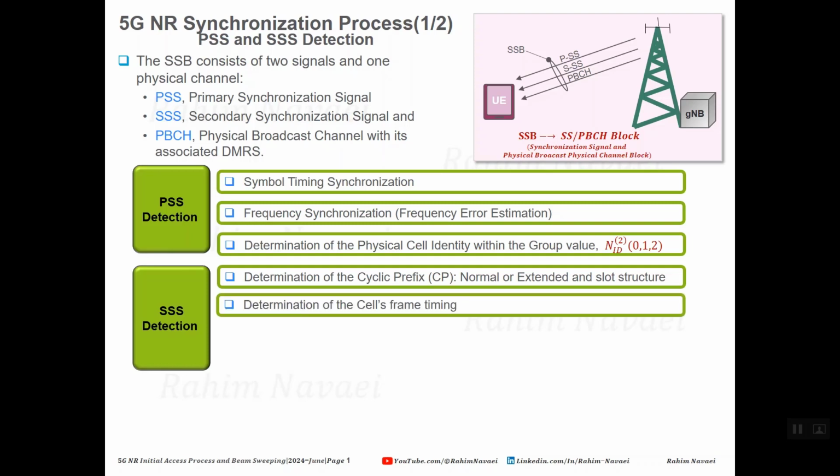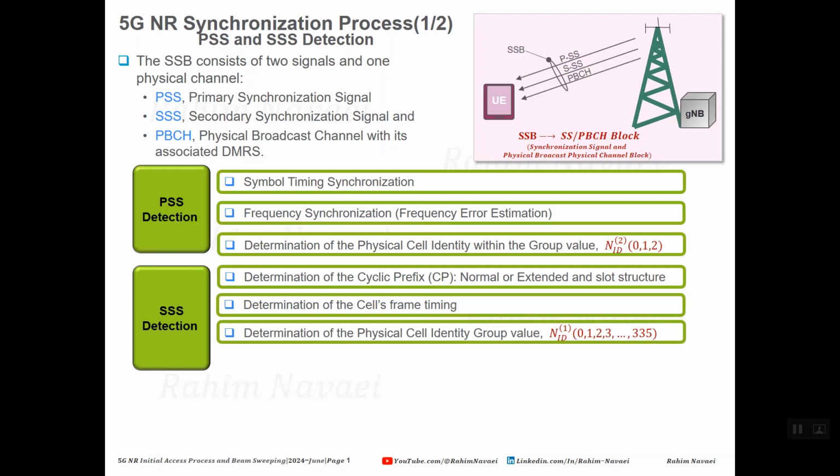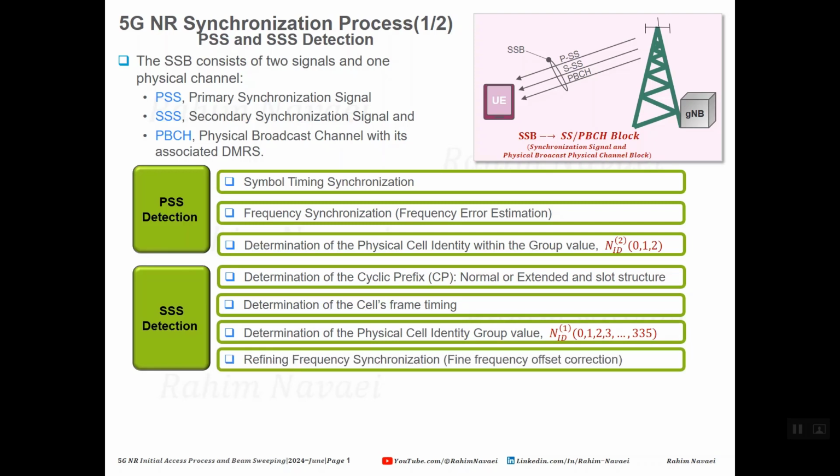Understanding whether NCP or ECP is in use is essential for a 5G device to correctly decode the radio frame timing within a 5G network. Detecting the SSS can help the 5G device to determine the NID1 value, which is actually the physical cell identity group. A 5G device can complete frequency synchronization by detecting the SSS.